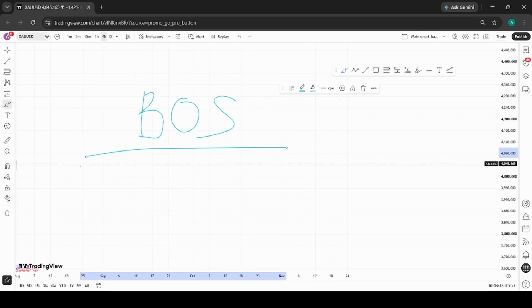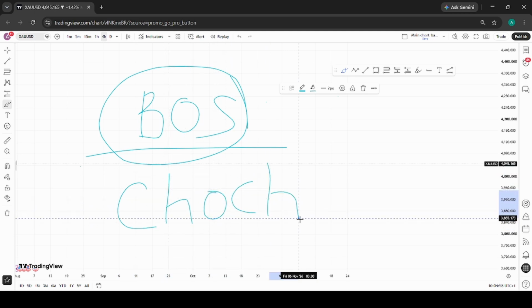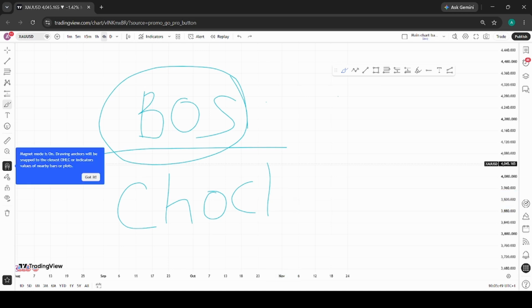Break of structure. This is the short formula of it. Another thing you need to know about market structure is what is called change of character. For me, these are the two most important things you need to know about market structure. If you know and master these two things, I think you're almost good to go. So let's go over to what is break of structure.